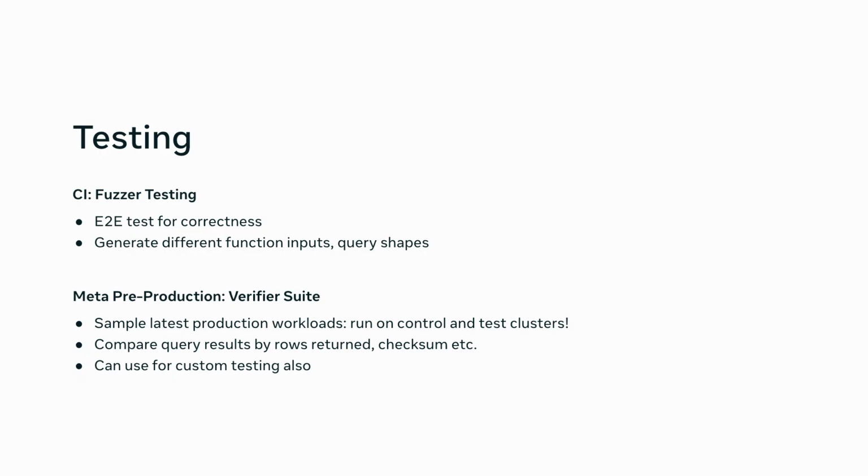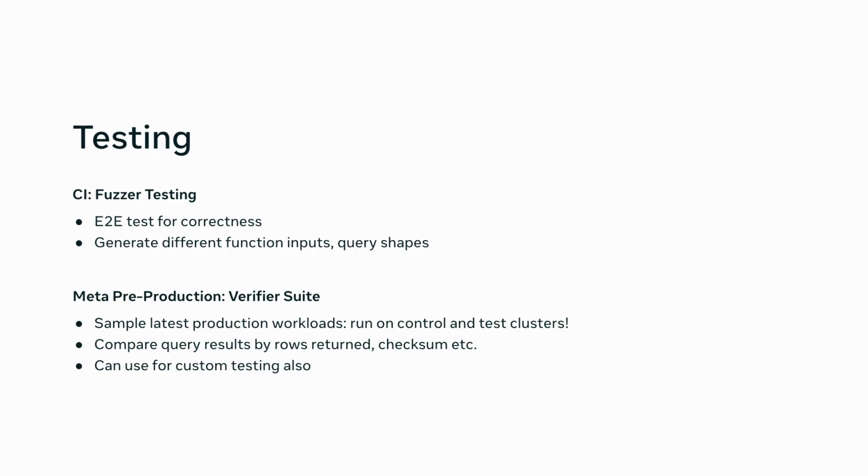So the next bit is testing. From the CI side, we have a comprehensive fuzzer testing framework in Velox. This is an E2E test for correctness. Based on the seed you give, each seed generates different inputs for functions. And these functions can be inputs for other functions, so you can get various query shapes. And it can do a lot more testing than unit tests can do.